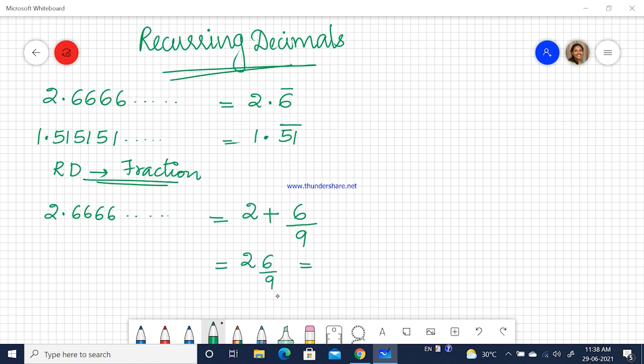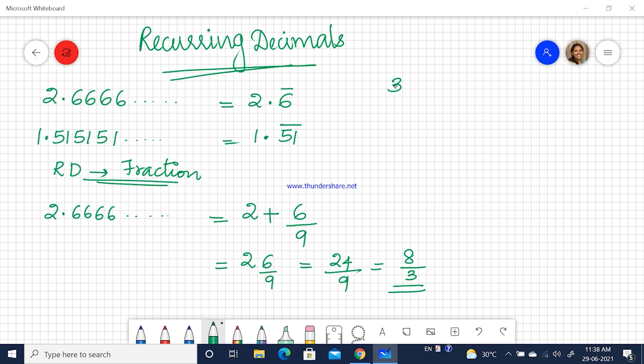So that is 2 into 9, it is 18. 18 plus 6, that is 24. 24 by 9. So that can be simplified again as 8 by 3. So this is how we convert a recurring decimal to a fraction. So you write the whole number first. Then you take the number which is repeating, that is 6, and divide it by 9.